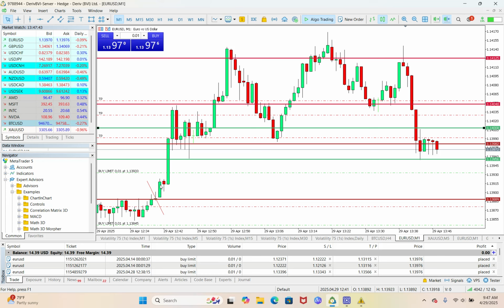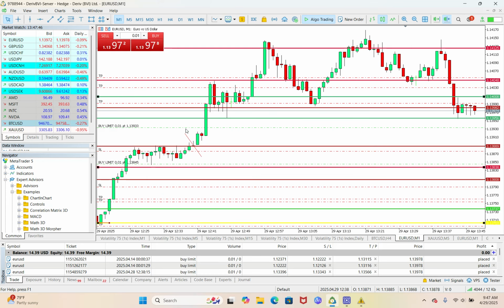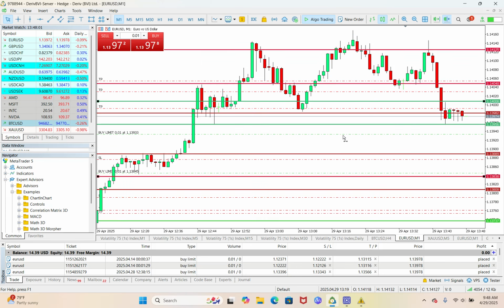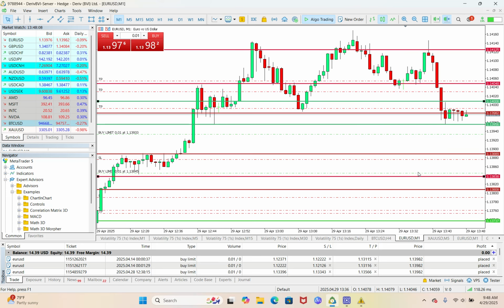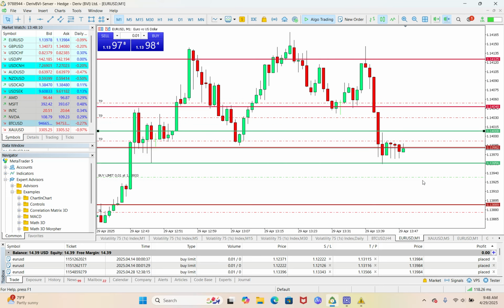Market is coming into one of our buy limits, which is right here. So let's see if the market is able to come back to this order and trigger our order before this session is over. See if we can get a winner right here. Let's see what happens. So the market needs to drop some more, come back into this area.